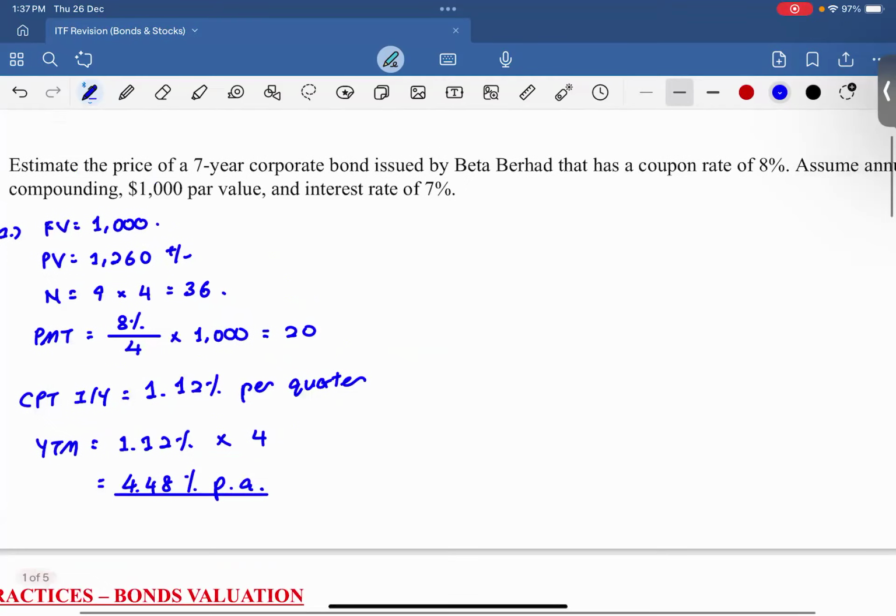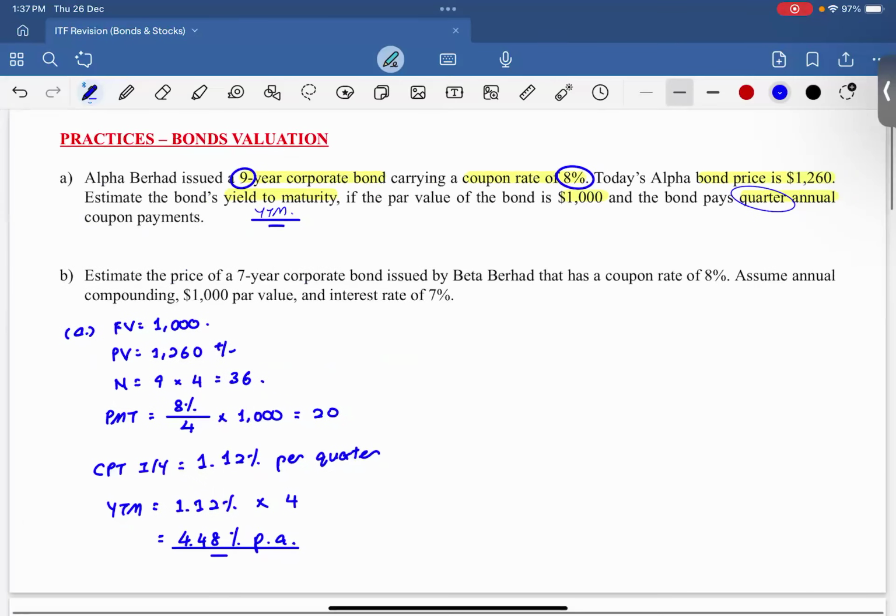So that's the workings for question A. 4.48% per annum compounded quarterly. This is the working that you are going to write in your exam if you are using the financial calculator method. It'll be like 1 mark, 2, 3, 4, 5, 6, 7, 8 marks like that. Okay, so that's for the first question, which is on quarterly.